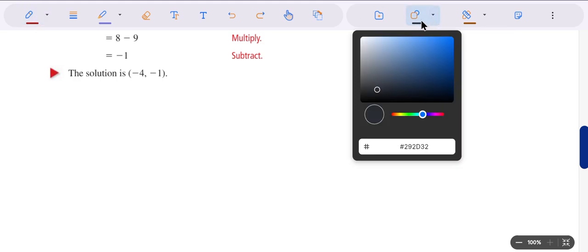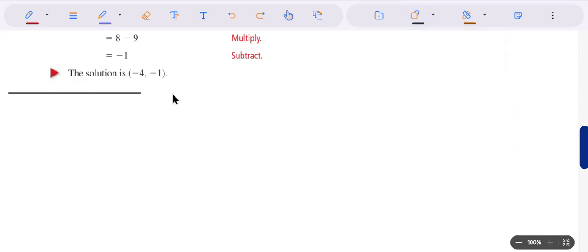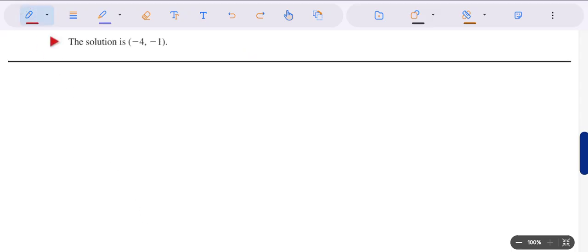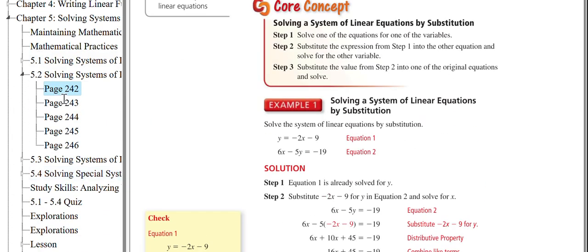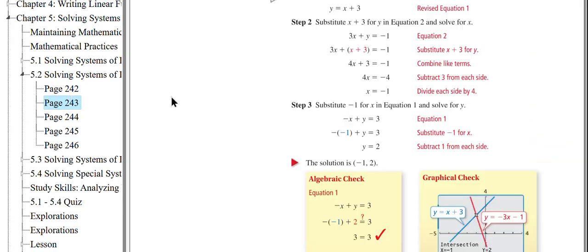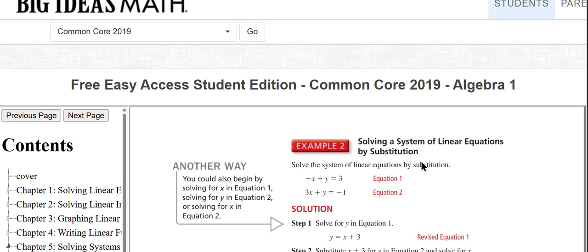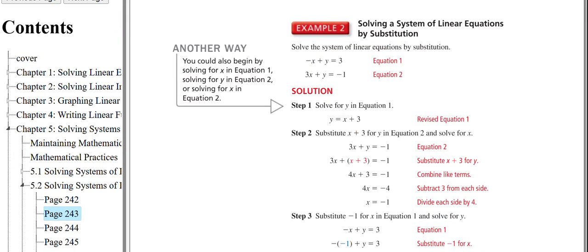It is a very simple concept. Just one equation we need to solve for one variable. That expression we need to substitute in the second equation. Then solve the second equation, and in that we will get the value of one variable. Then that one variable's value we need to substitute in one of the equations, and we will get the other variable.